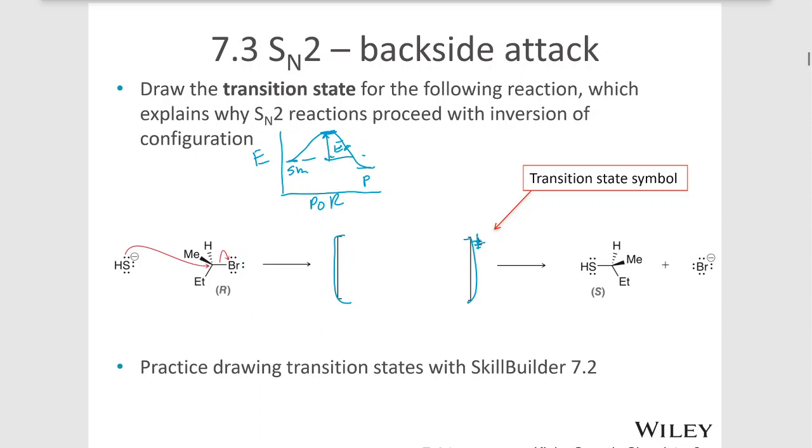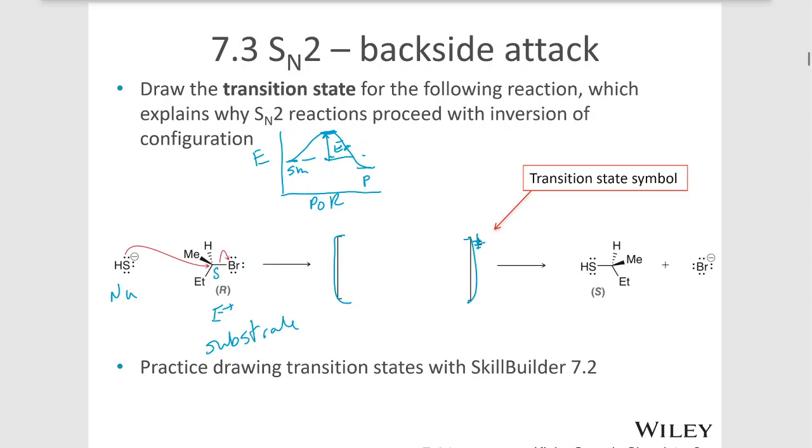So if we wanted to draw the transition state for this reaction, notice this reaction here. We've got our nucleophile on the left, which is SH minus. The nucleophile is usually negatively charged. It may be a neutral species with a lot of electron density. Then we have our electrophile here, which is also called a substrate.